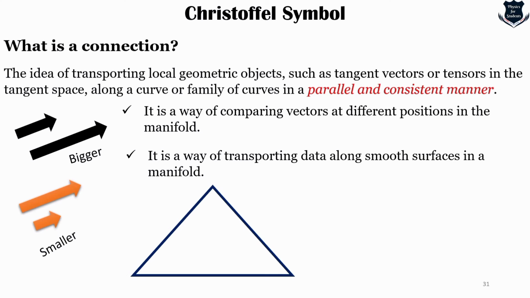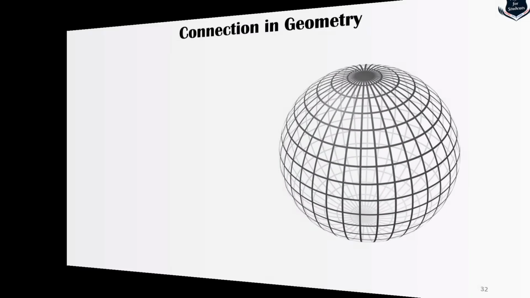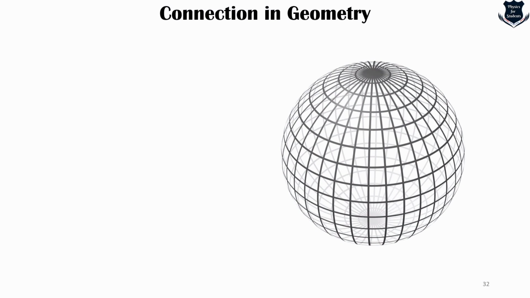So let me quickly explain with that. Here is a triangle, and I've got a point, this red one. I'm trying to move it and trying to keep it as safe as possible. I do that, and then you see that the red arrow pointing towards the right overlaps that. That means in flat space, when we have parallel transport of a vector, it comes back to the original point. So we have no problem with that. But general relativity has got complexities and it has got curvature.